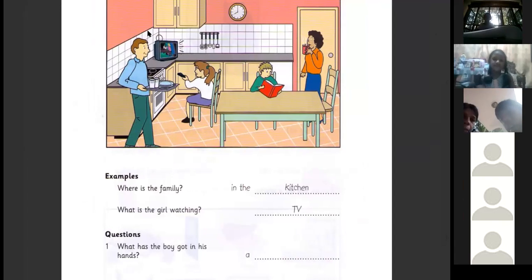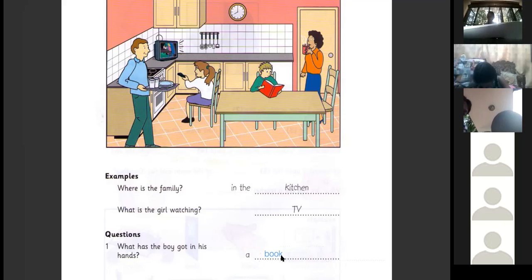Ona then question 1 ekak thama putha api karanne. What has the boy got in his hands? Mona the boy ge ate tiyenne. What has the boy got? Book. It's a book. Now tell me, how can you spell the word book? B-O-O-K. Right. Okay, now write that down. B-O-O-K. Book.